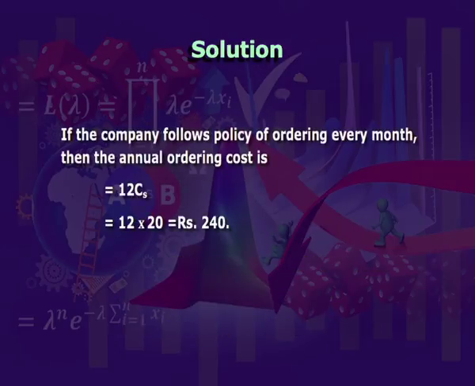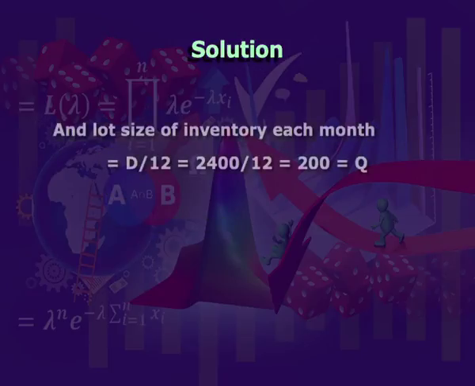If the company follows policy of ordering every month, then the annual ordering cost is nothing but 12 into CS. Substituting the value of CS equal to 20, we get the answer ₹240. And lot size of inventory each month equal to D divided by 12, where D is 2400 divided by 12 becomes 200, which is denoted by Q.